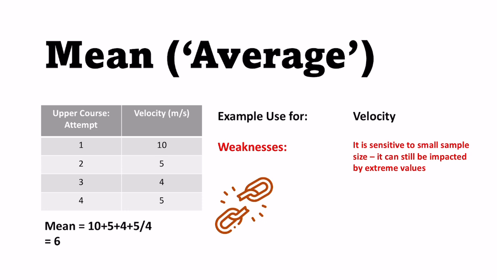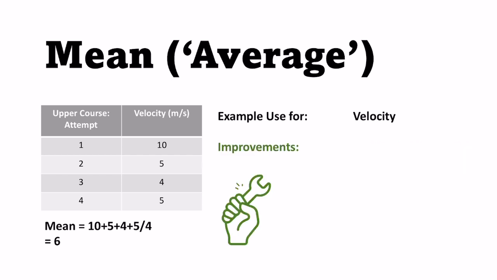In terms of weaknesses, because we've got a very small sample size here, it's very sensitive to that. If we get an extreme value like we have here, 10 is quite extreme in this data set, it can skew it. So even though taking an average does reduce anomalies, extreme values will obviously affect the mean. If I was going to write this in a question, I'd say it's a pretty effective way of analysing the data.